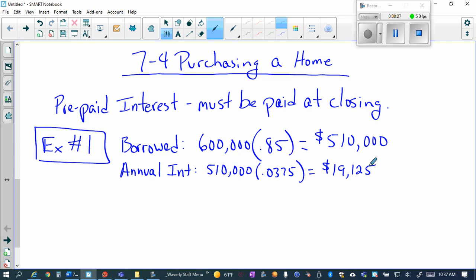Okay. All right. But again, I said we need the daily interest. So if that's the annual interest, 19,125, there's 365 days in a year. So let's just divide that by 365. So our daily interest, this is what we're going to add up for each day between closing and your first payment. That's going to be 19,125 divided by 365, and that should give you $52.40 per day.